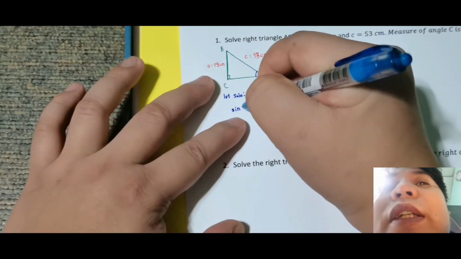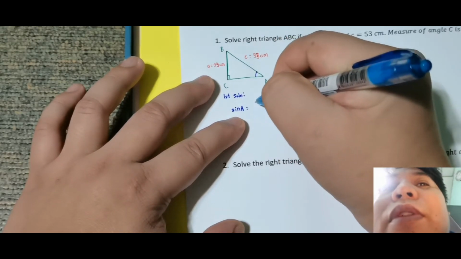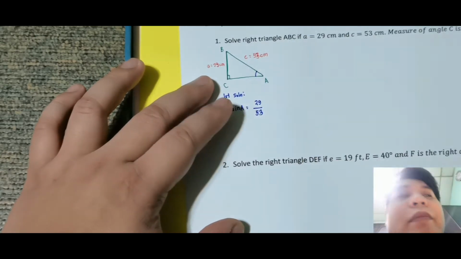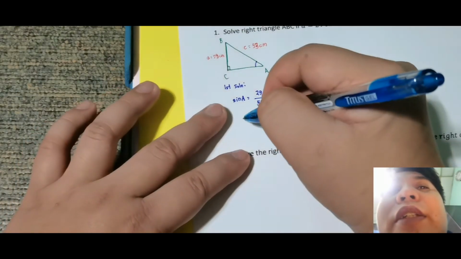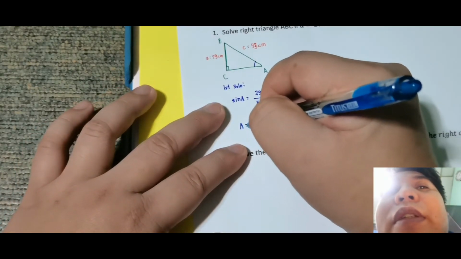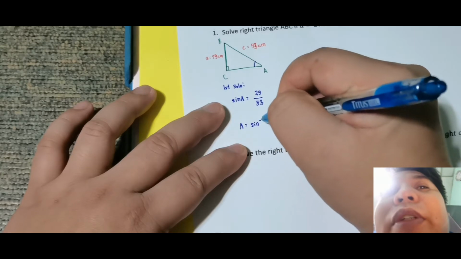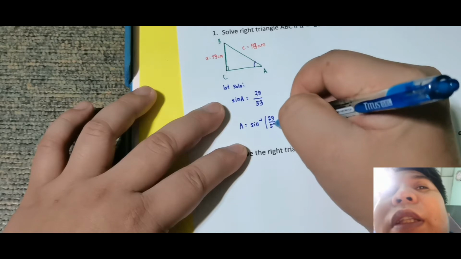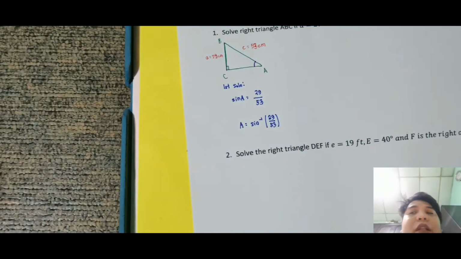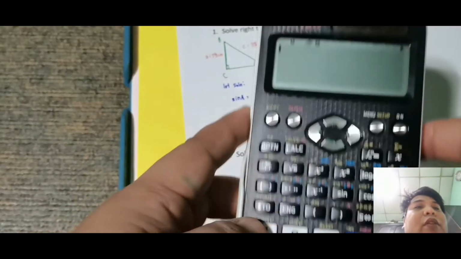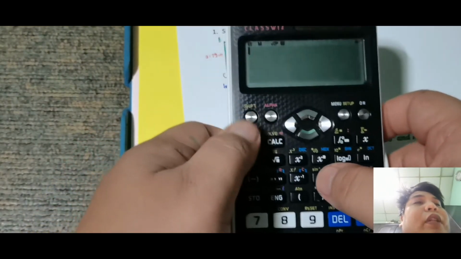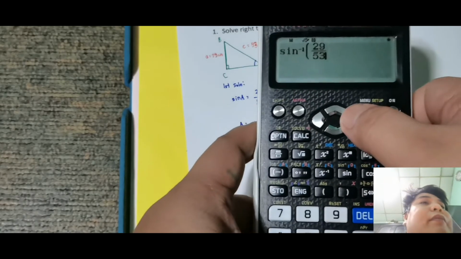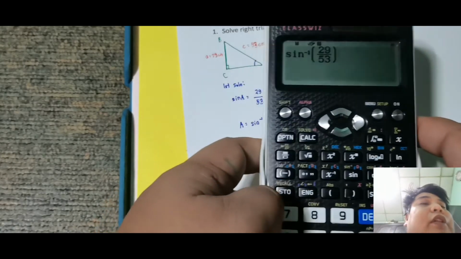So, that is sine A is equal to opposite, which is 29 over 53. Okay, next is arc sine A. So that is A is equal to arc sine or sine inverse of 29 over 53. Okay, next is input na natin sa calculator. So this is shift sine, tama, ng 29 over 53. Okay, huwag natin kalimutan yung ating close parenthesis.